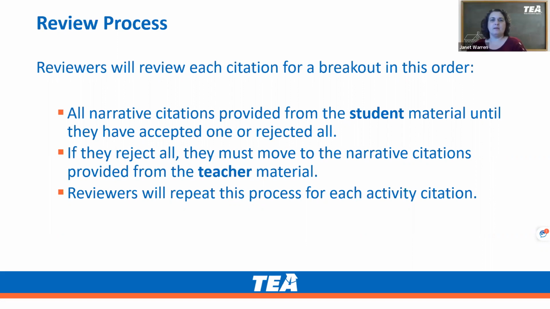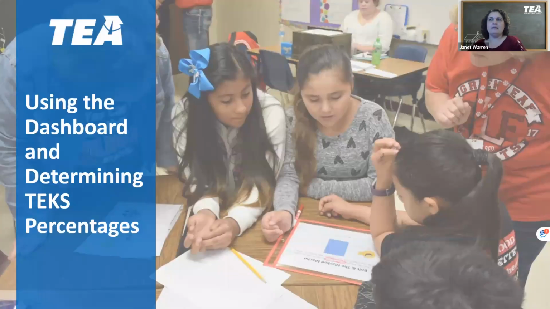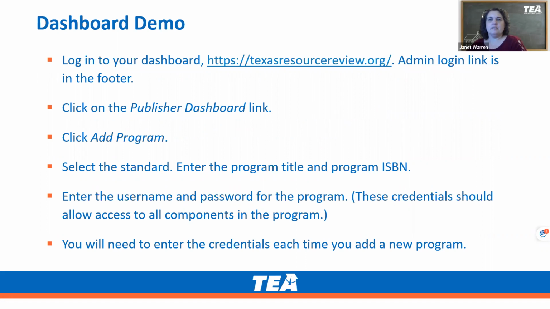Okay. Well, if there are no more questions on this section, we'll move forward. The next part is going to be about using the dashboard and determining TEKS percentages. So several of you may have already received a login to the Standards Alignment Dashboard. If you've submitted a statement of intent to bid already, the main company contact should have received an email with your username and a link to create a password. That email could have been in your junk mail or your spam folder.